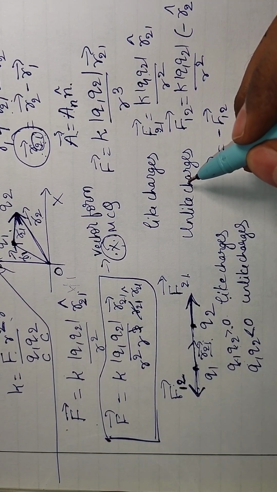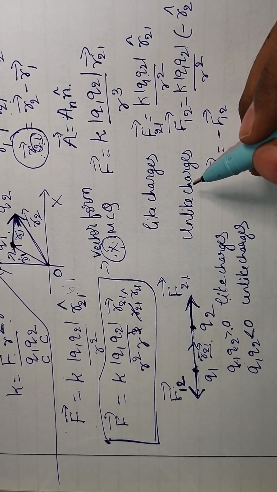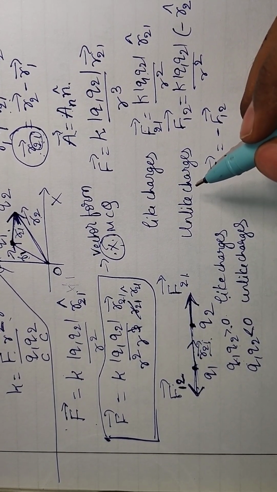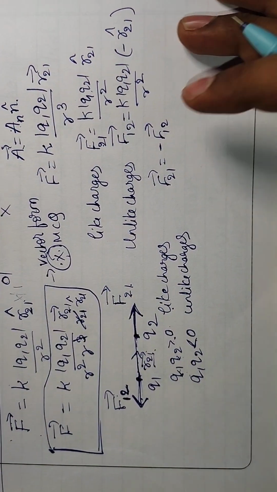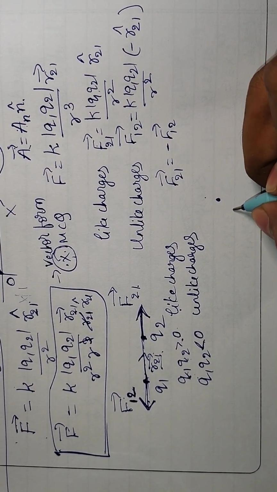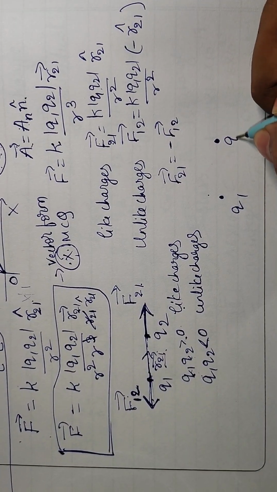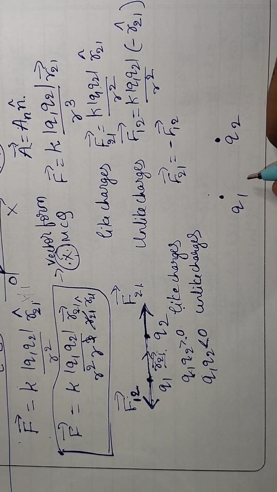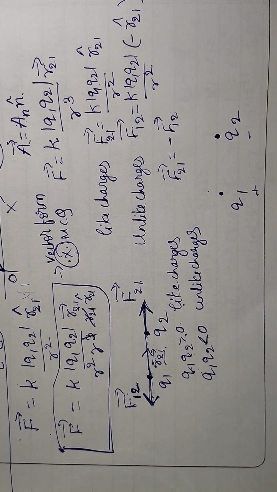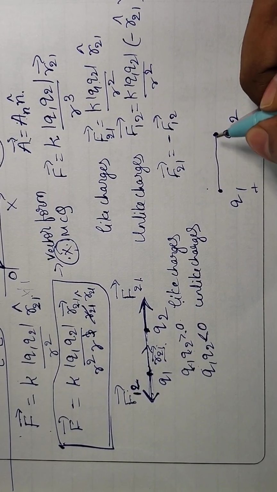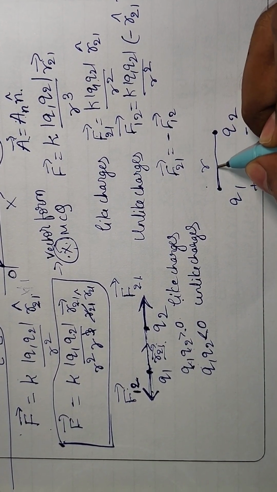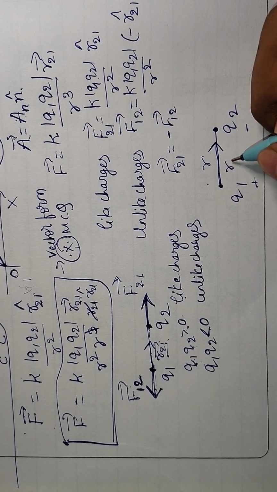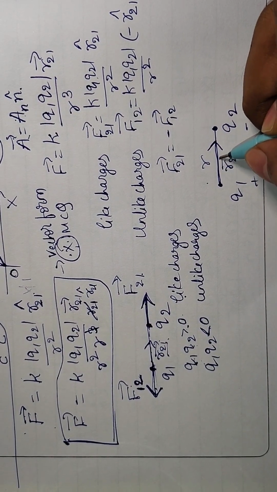Similarly, try to understand what will happen for unlike charges. I will just give a brief explanation here. For unlike charges, what happens? Now assume this is Q1, this is Q2. What do you mean unlike charges? One is positive, another one is negative. This distance is R. And which is the direction of R21 vector? This is the direction of R21 vector.